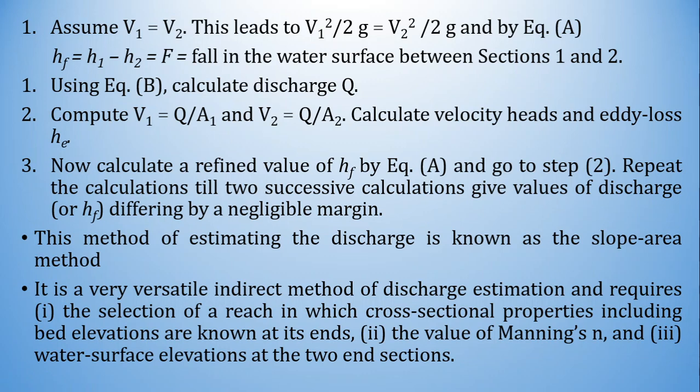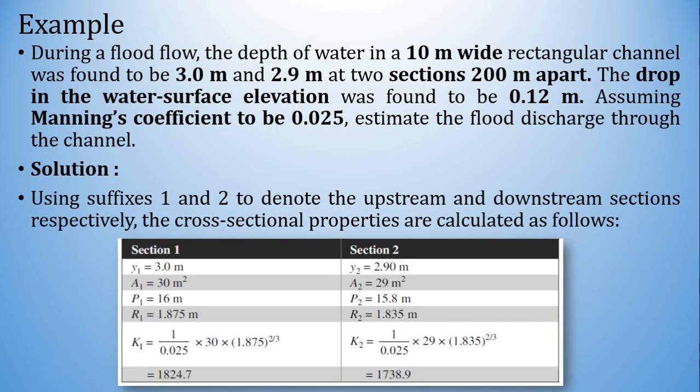It is a very versatile indirect method of discharge estimation and requires the selection of a reach in which cross-sectional properties, including bed elevations, are known at its ends. The value of Manning's N and water surface elevations at the two end sections must be known to work out the slope area method. With the help of an example, we will understand how to estimate the discharge by using this slope area method. Now read the example.